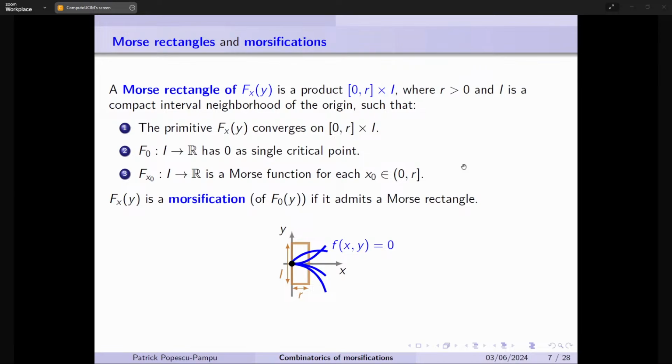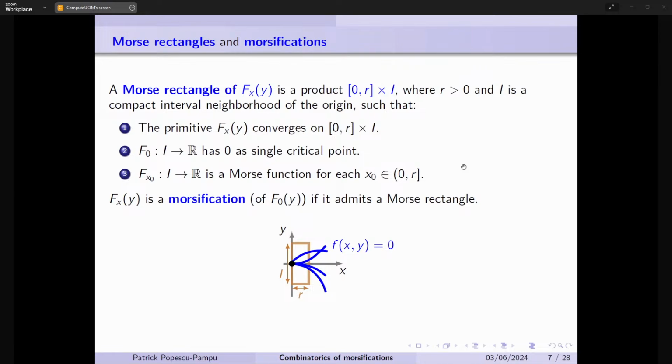First, let's say what it means that a series, big F of x, y, is a Morsification. Well, it is a Morsification if it admits a Morse rectangle. And the Morse rectangle is something like this. It's a product of some interval 0, r in the axis of the deformation variable x and some neighborhood of the origin in the space of y. And what we want is that this series be convergent on this rectangle, which means that it will really define a smooth function on the whole rectangle.